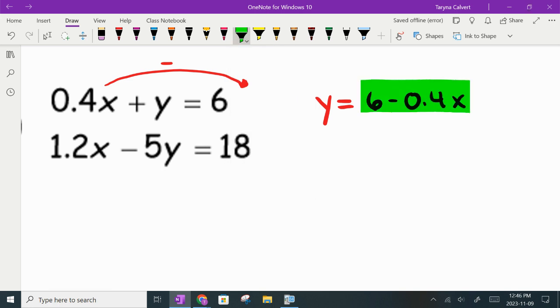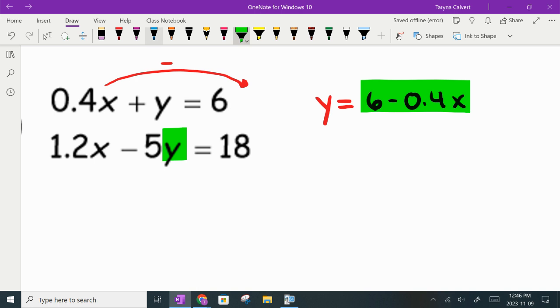So this gets substituted into my other equation where the y is. So that's going to be right beside the 5. So we take one equation, we rearrange it for a variable, and then we substitute it into the other equation for that variable.